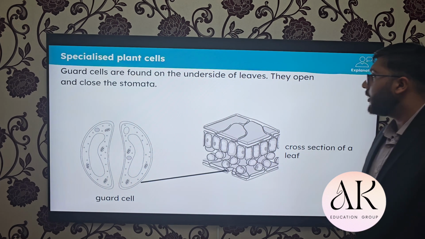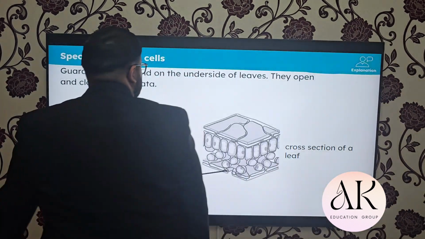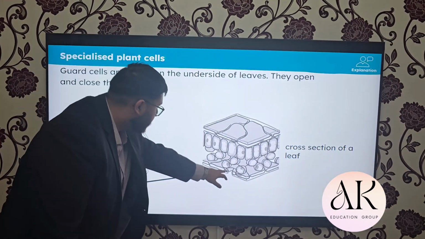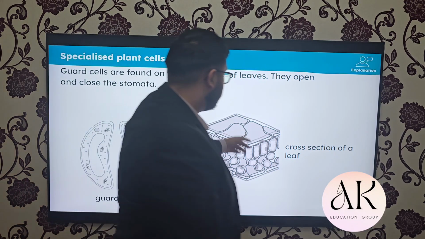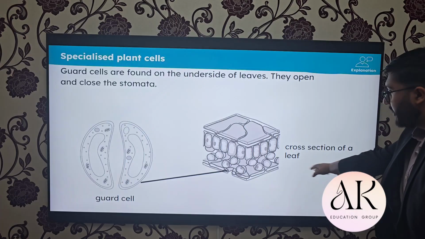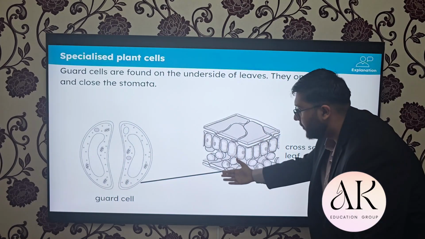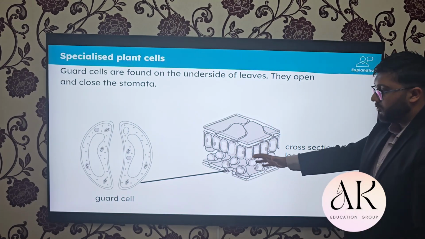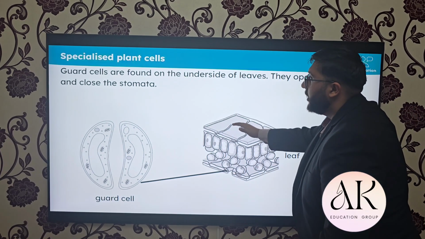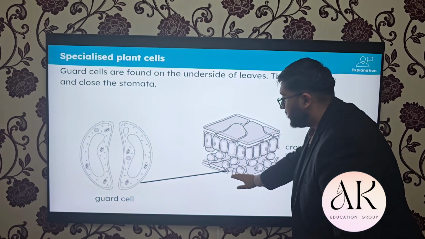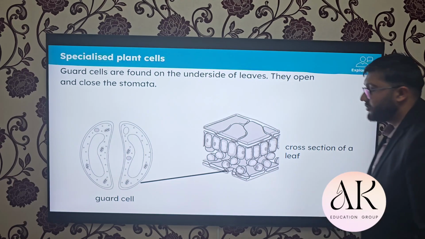Now we move on to the guard cells. The guard cells are found in the underside of the leaf, which is just here. This diagram is showing a cross section of a leaf, so you can see the position of the specialized cells within the leaf. At the top you have your palisade cell, and then you've got your guard cell, which is towards the underside of the leaf.